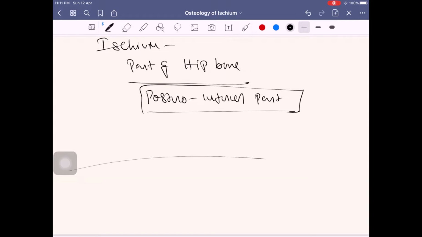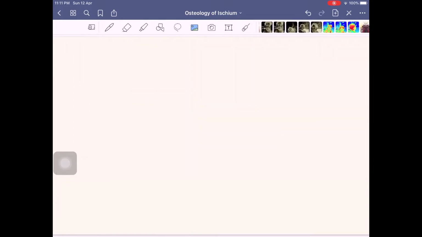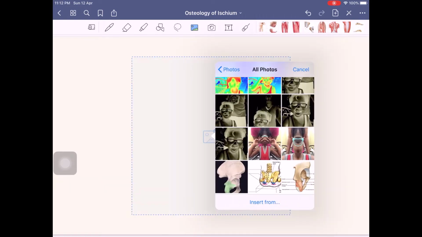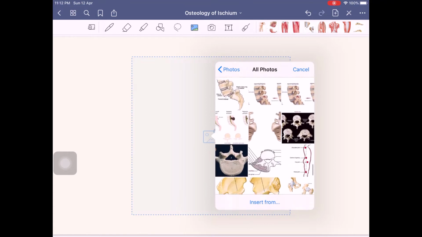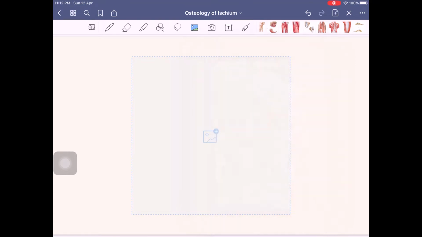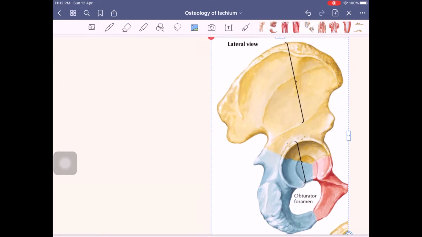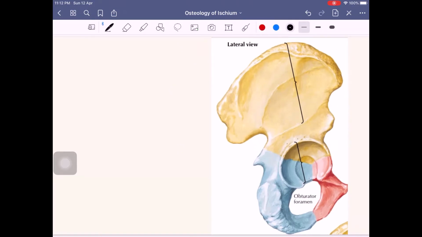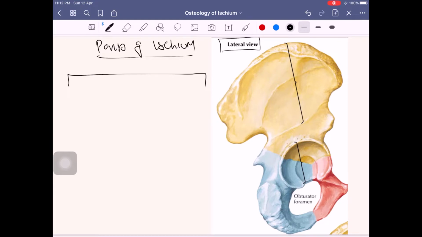So let us bring the picture here. This is the lateral view we are seeing. What are the parts of the ischium? The ischium has got two parts. They are the body of the ischium and the ramus of the ischium.